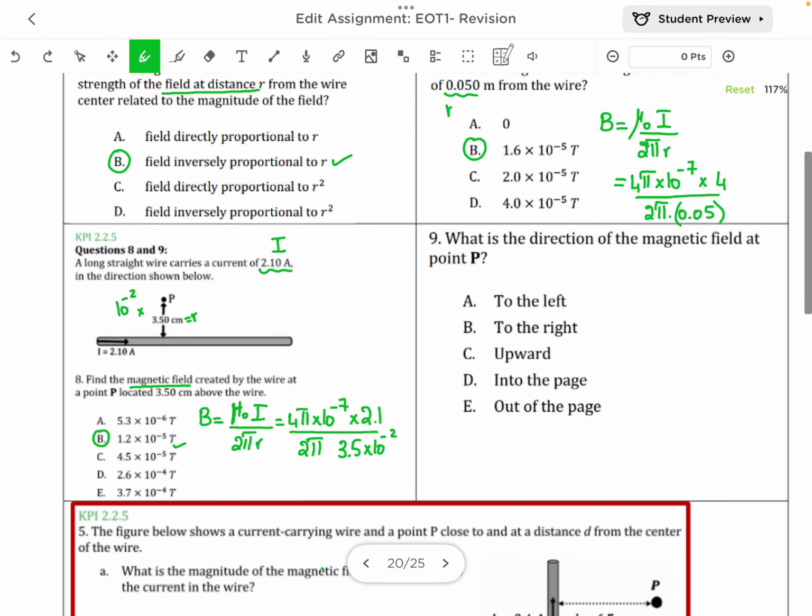And when it comes to curling the fingers, I will point my thumb in this direction and my other fingers will be curling like this, and they will be going here outside of the page. So, and P is above the current, so it is out of the page.